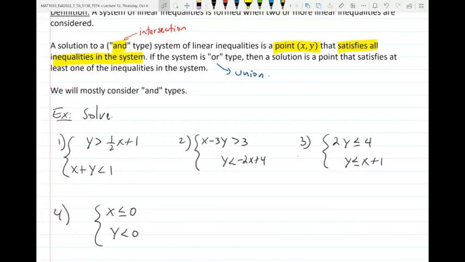Okay? The thing is that these are lines now, right? So these are two variables. So we're going to have a graph instead of having a number line, and we're going to have to do the boundary line, shade the region. We're going to have one region shaded because of the first one, another region shaded because of the second one on the same picture, and we see where they overlap.